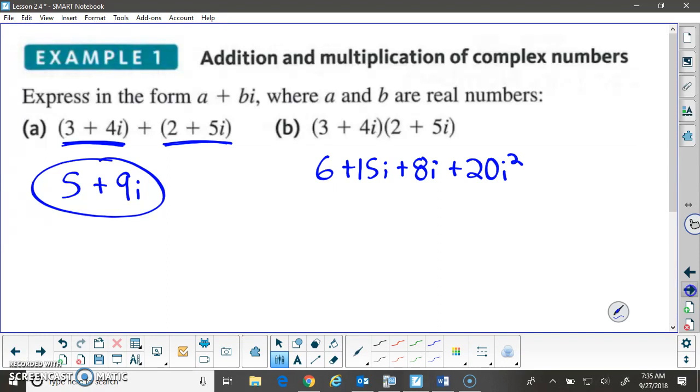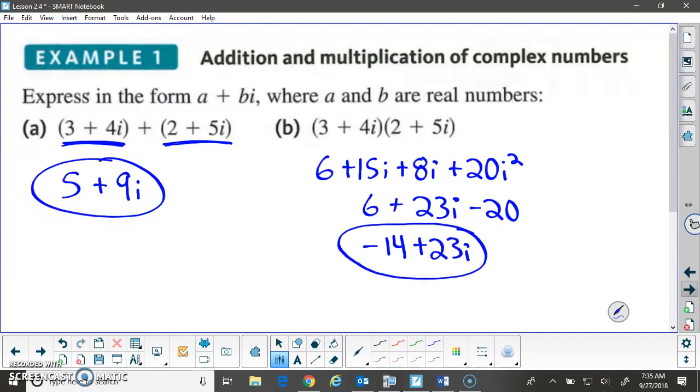Now this can be simplified. Obviously the 15i and the 8i give you a 23i, but that 20i squared changes into -20 because i squared is equal to -1. And then of course we still have the 6 in the front, and now we can combine the 6 and the -20 to get our answer of -14 plus 23i. So as you can see, we used the understanding of i squared equals -1 to help us simplify that expression.